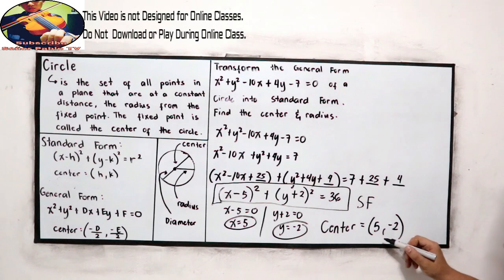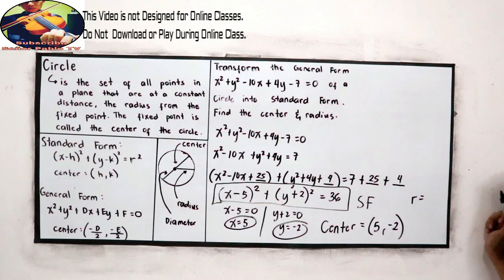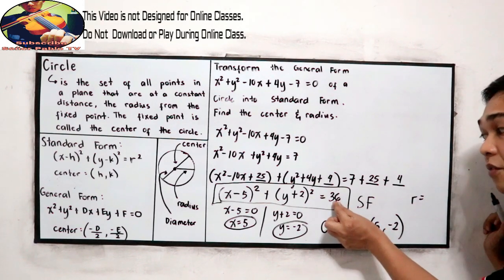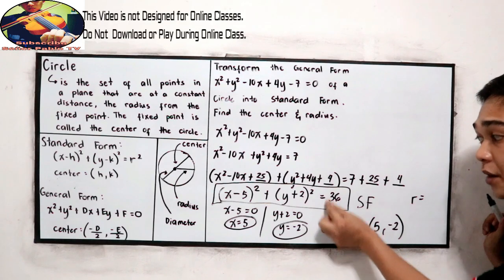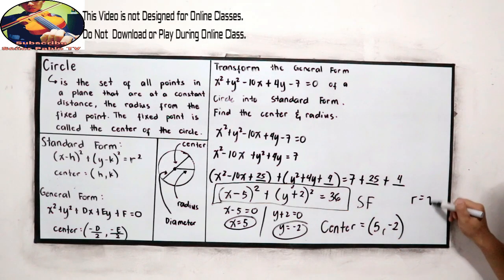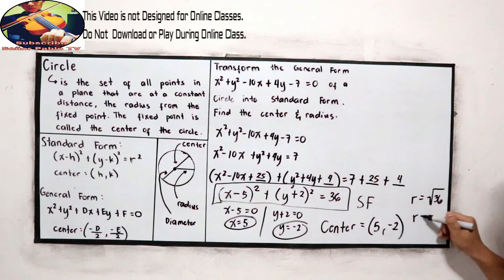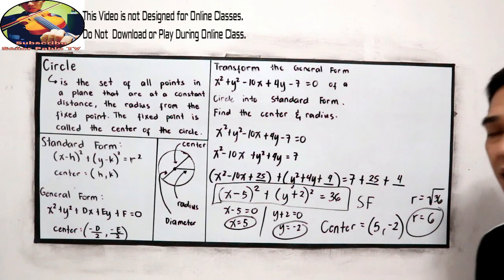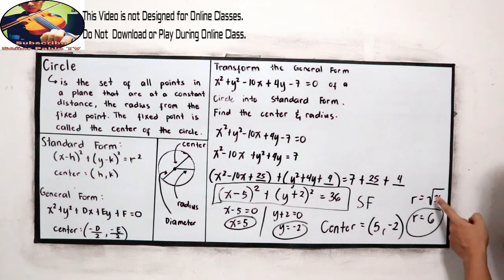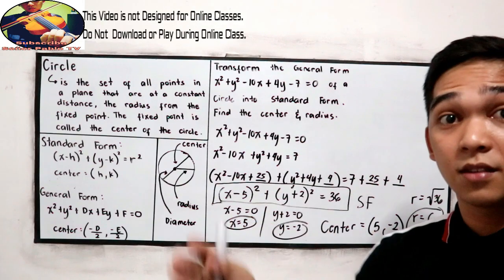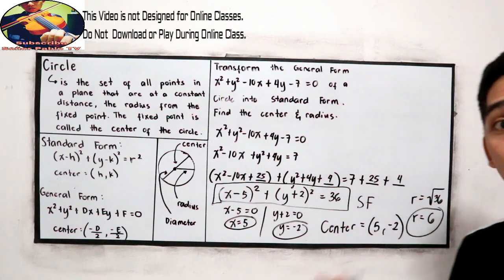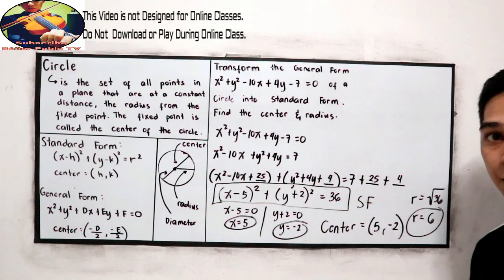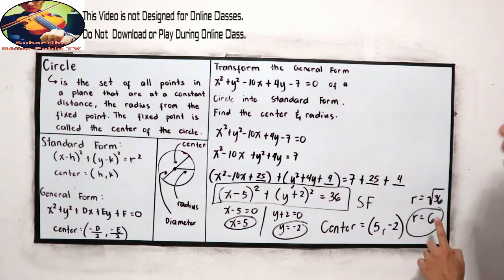That is now the center. And the radius, just get the square root of our constant term. The square root of 36 is positive 6. So maybe you will say, sir, positive or negative 6, because 36 is a perfect square number. But since we are dealing with a distance or a measurement, we're just going to get the positive value. So the radius is positive 6.